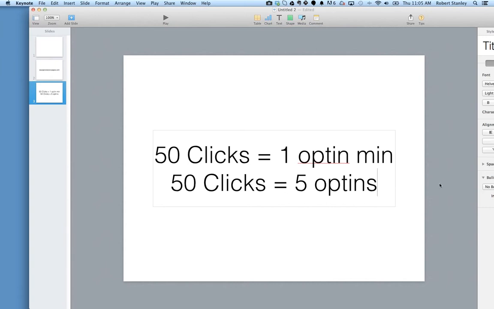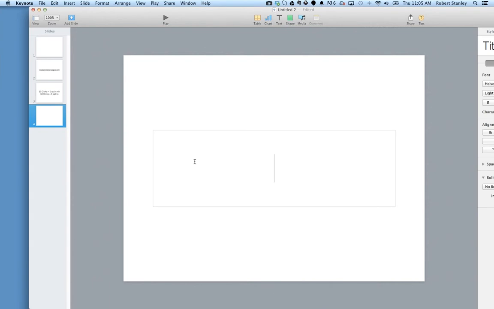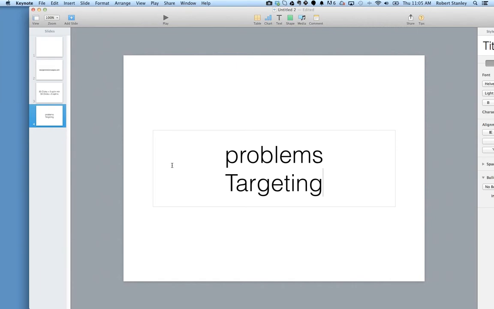But really, all I'm trying to find out is if I have targeted traffic and a solid landing page, will people sign up for whatever that particular offer is? If you get 0 opt-ins on 50 clicks, there's a problem. So either your problems in that scenario can be targeting. So you're sending the wrong people to your landing page, right?